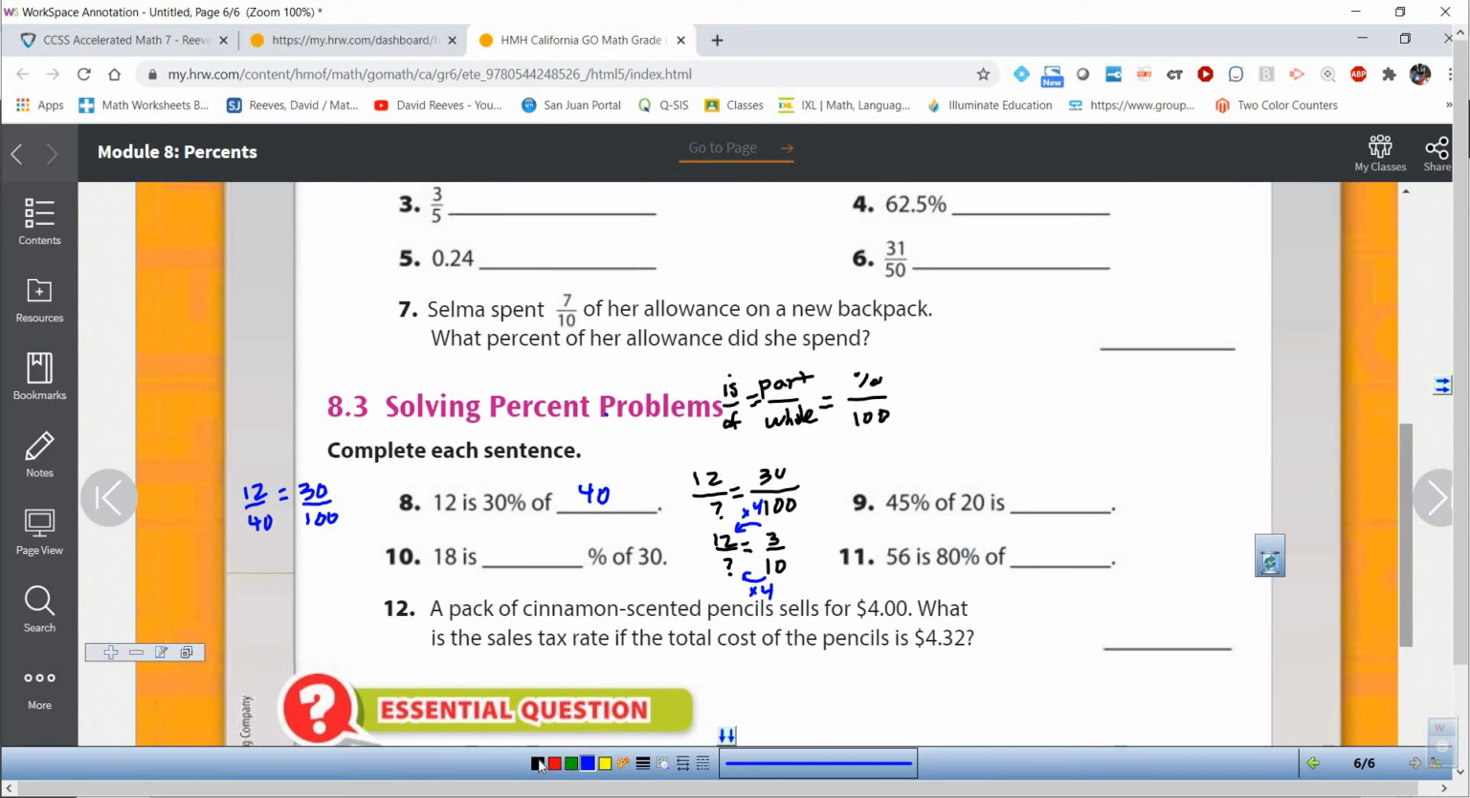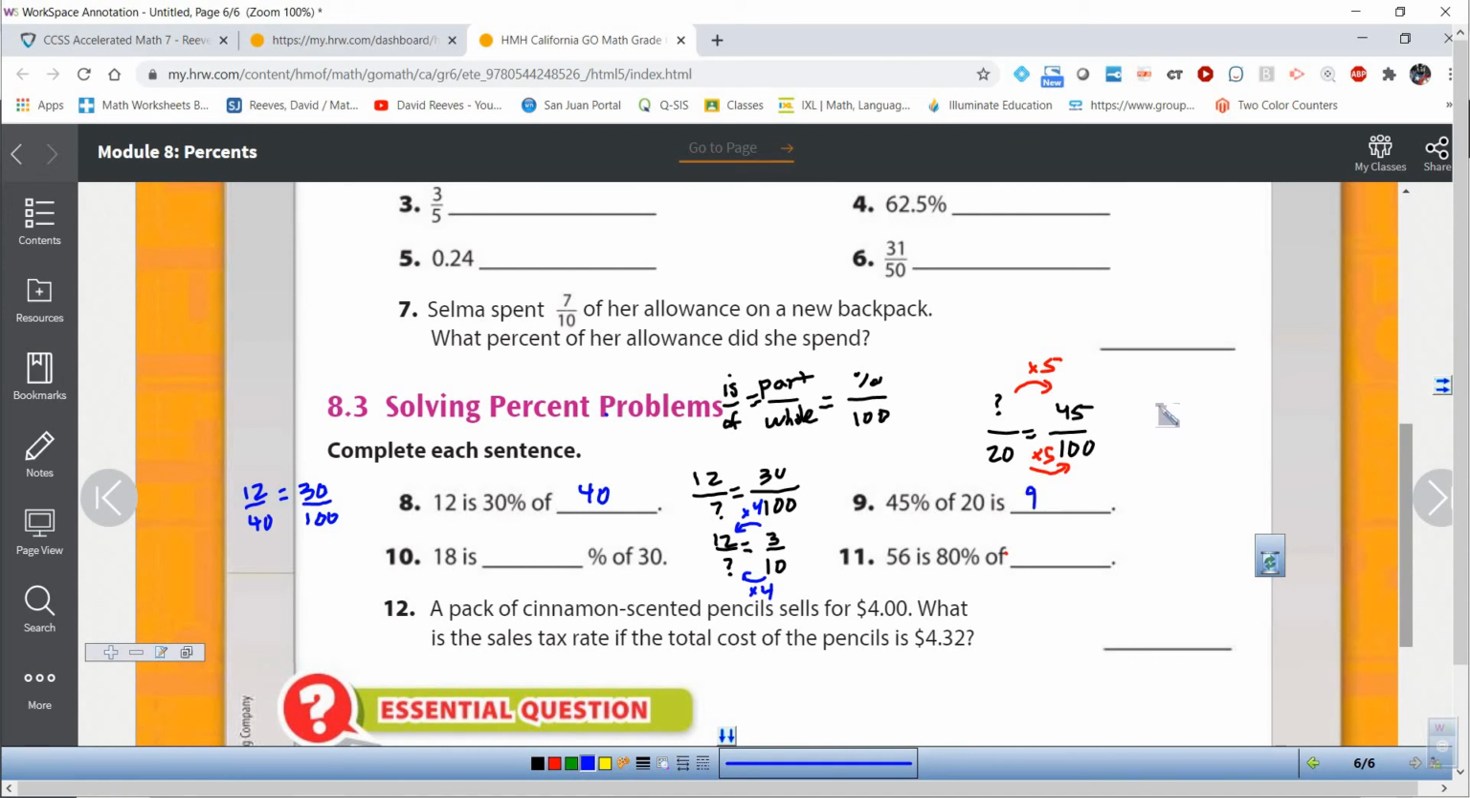45% of 20 is. All right, so here we go again. I'm going to set it up here. My percent is 45, percent over 100 of 20. So now that 20 goes on the bottom, and this is what we don't know. The "is" part goes on the top. Now, fortunately, this one, 20 goes into 100 how many times? 5 times. So we say what times 5 is 45? Well, it's 9. 9 times 5 is 45. So the answer that we're looking for right here is 9.